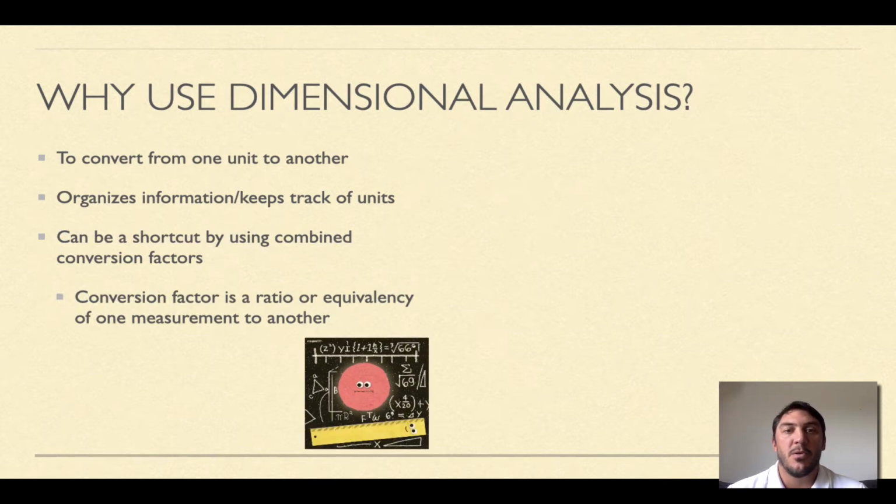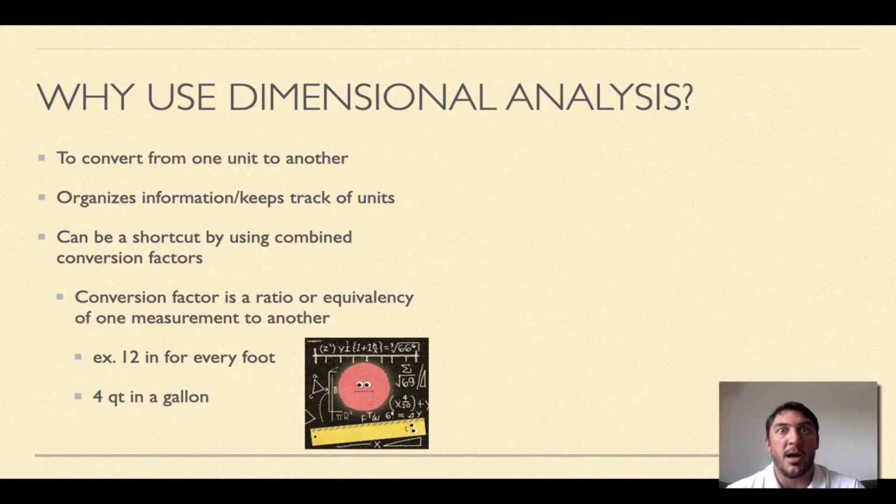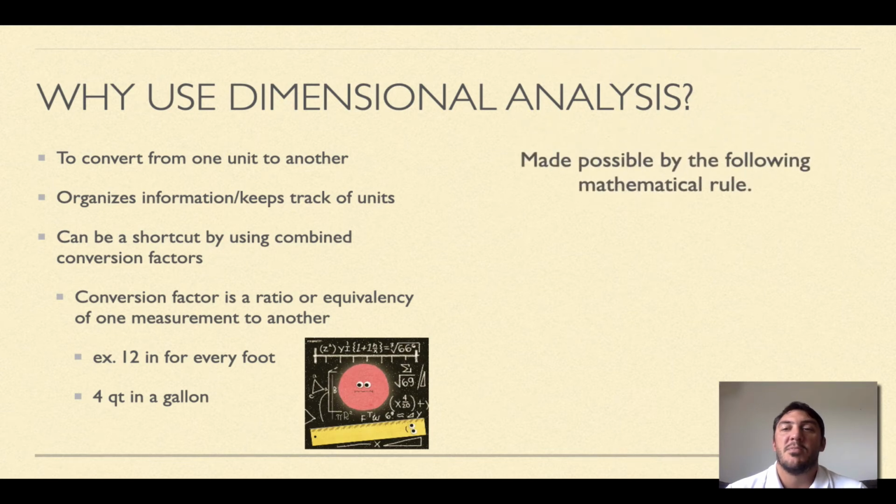It's a ratio, or equivalency, meaning equal to, from one unit of measurement to another. For example, you can have 12 inches for every 1 foot, or 12 inches equals 1 foot, or 4 quarts in a gallon, or 1 human, 2 eyes. It's made possible by the following mathematical rule.